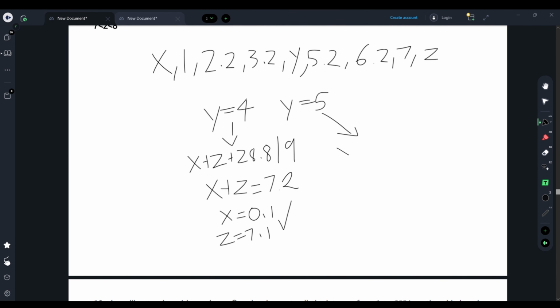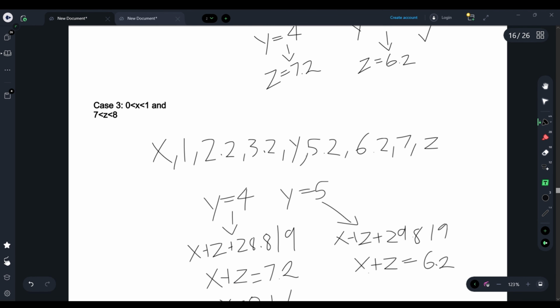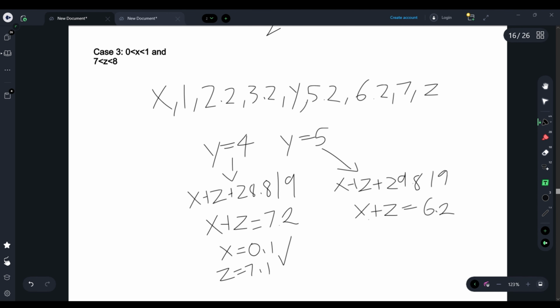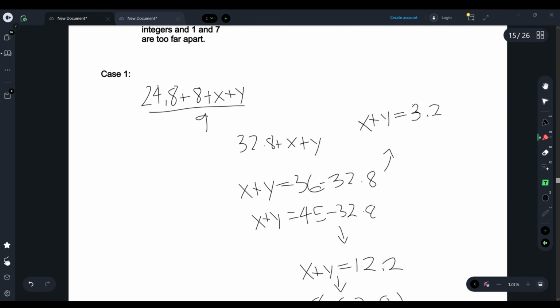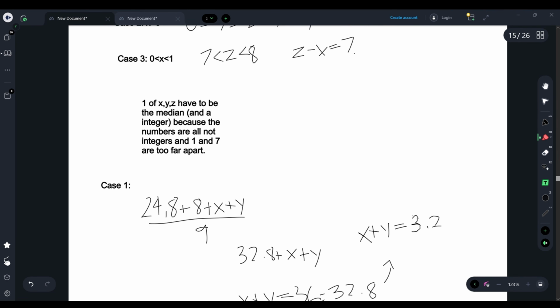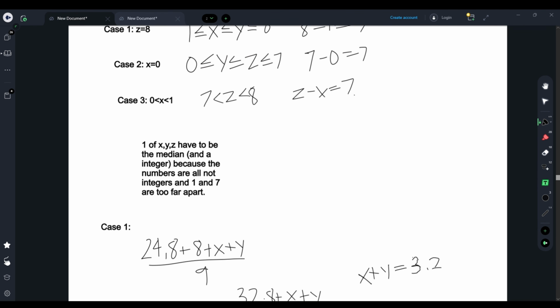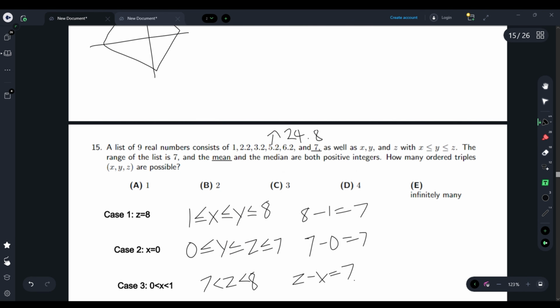If y is equal to 5, x plus z plus 29.8 divided by 9, x plus z is equal to 6.2, and this is clearly impossible because the gap between z and x has to be 7. So we have 1, 2, 3 possible values to get C as our final answer.